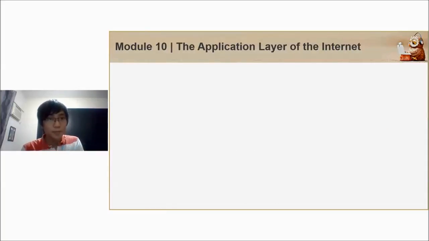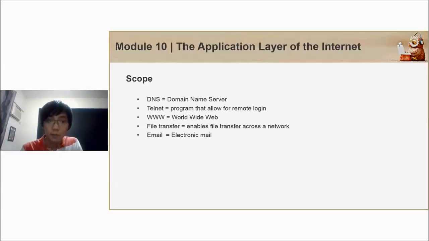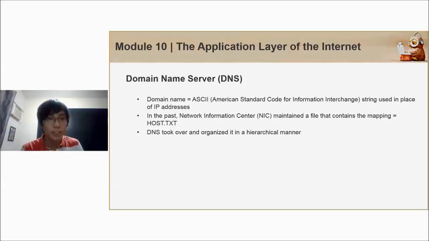Now let's move on to the last module, Module 10, the application layer of the Internet. The scope is the DNS, Telnet, World Wide Web, File Transfer, and Email. DNS is an acronym for Domain Name Server, and it's essentially a substitution of the IP address using character strings. So instead of having to memorize a lot of numerics, we just have to take note of catchy domain names. In the past, the Network Information Center maintained a file that contains the mappings, but as the internet grew exponentially, the DNS took over and organized it in a hierarchical manner.